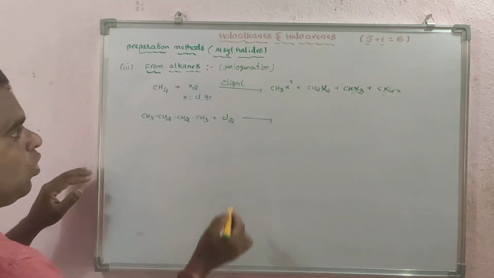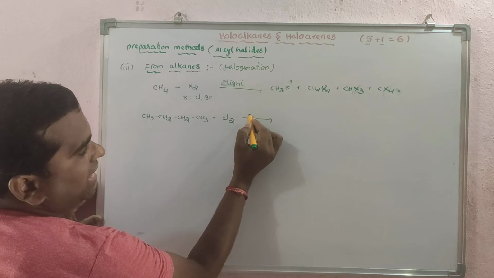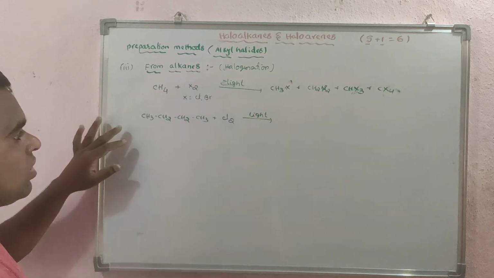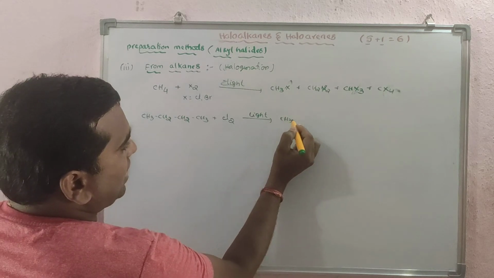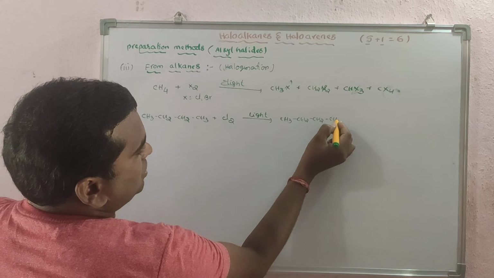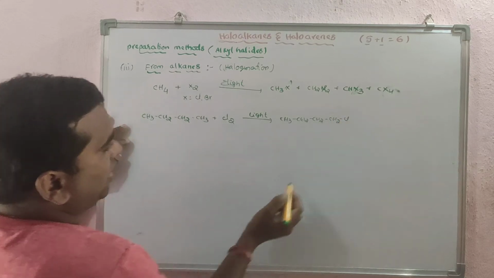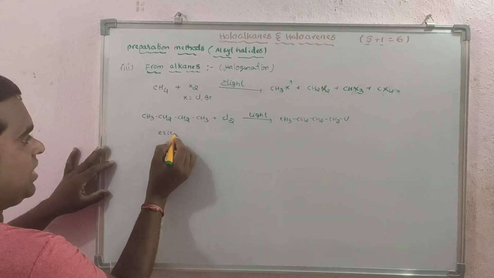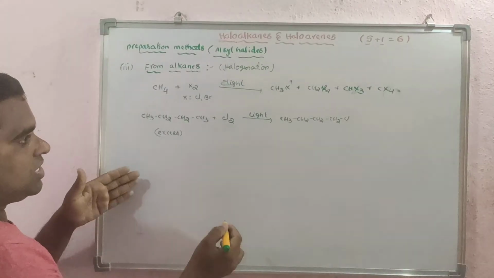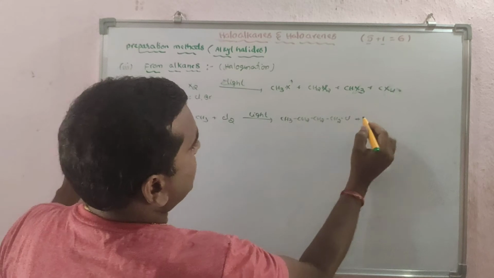Clear? And chlorine, in the presence of light, UV light. Then what compound will you get? I will get the compound CH3CH2CH2Cl. If I take an excess amount of this, then the monochlorination stops. The reaction stops at monochlorination, and I will discuss that also.